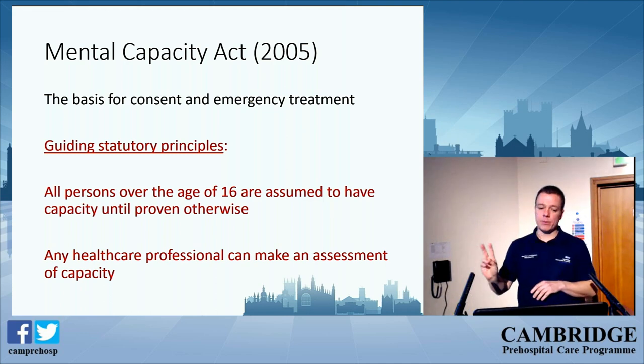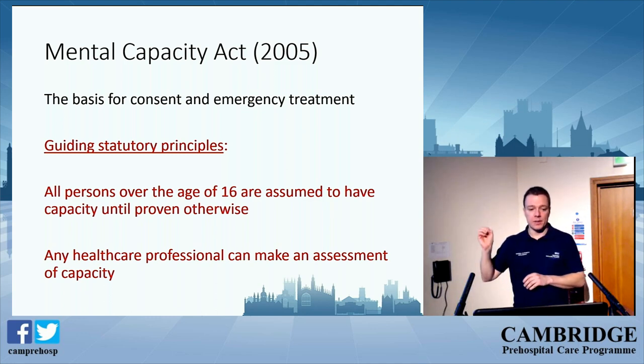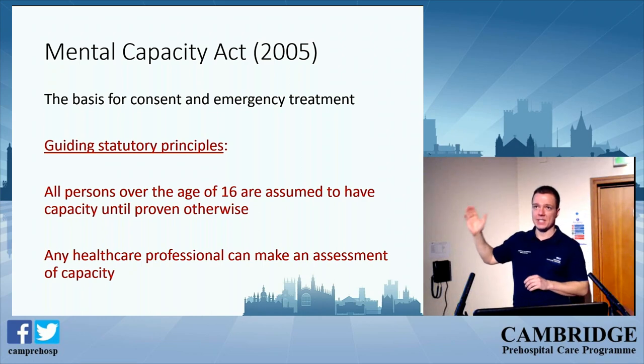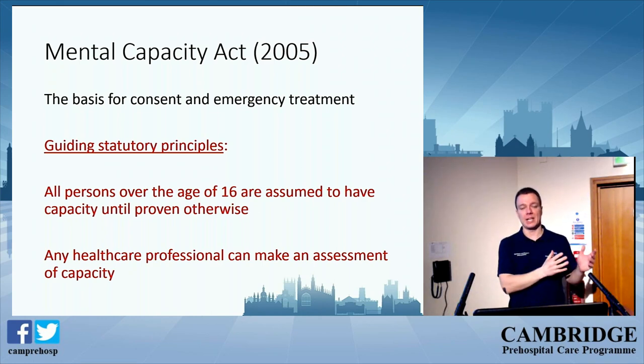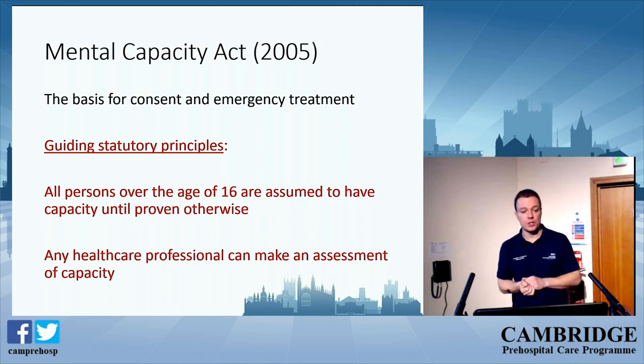So the two guiding principles that we have to start this conversation with every time is that there's a presumption that if you've achieved the age of 16 years, you have to be assumed to have capacity. So we as medical professionals have to assume that you have capacity to make decisions about your healthcare choices until you prove otherwise. And we have to have a reasonable suspicion that you don't have capacity to even start to question whether or not you have capacity to make a certain decision. So that's actually quite important. We have to presume that our patient has capacity.